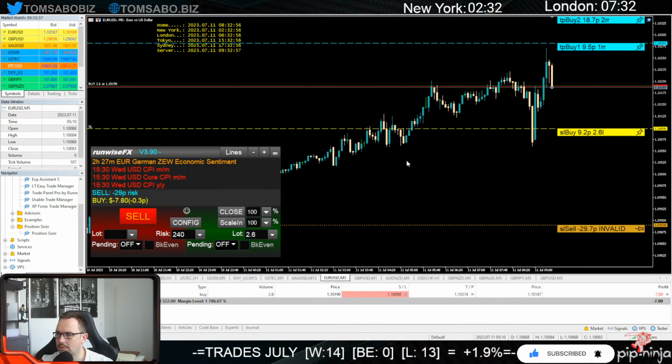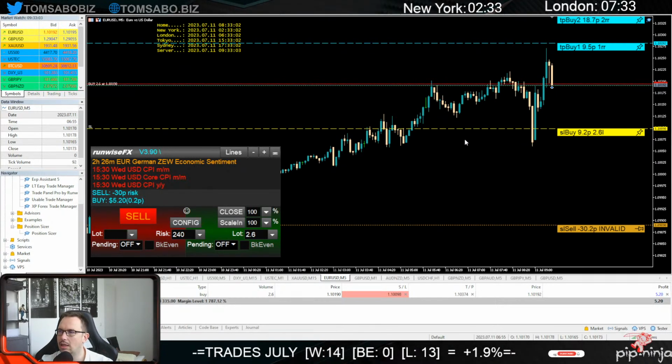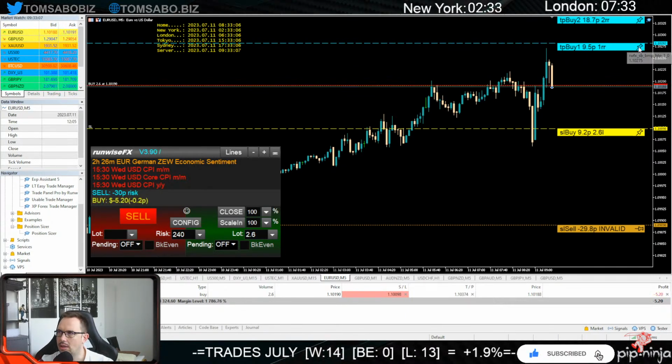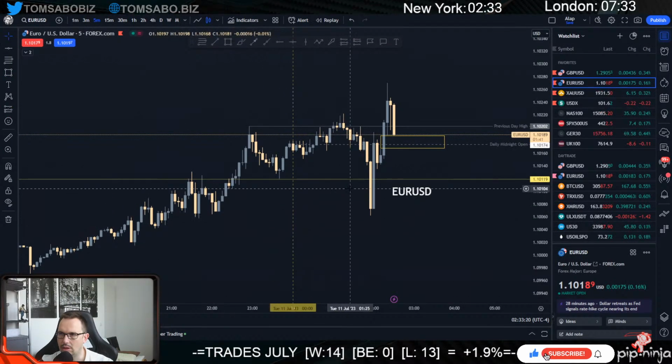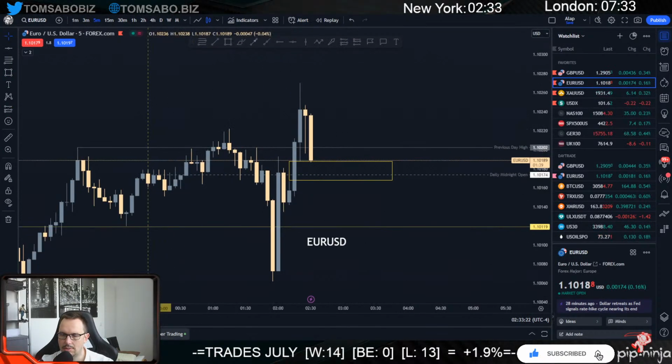Now we're filled. We're in the trade. Stop loss is down here. So now we have a trade. TP1 is right here at 1R at 10.28. So that's the only trade I have for now. Euro dollar long. Let's just put the metrics here.